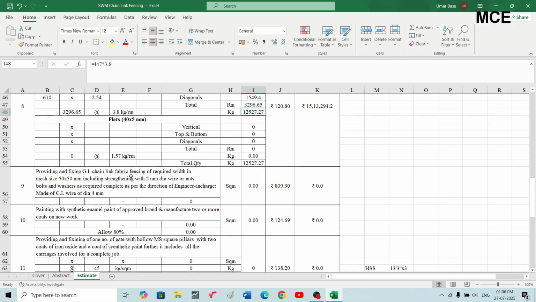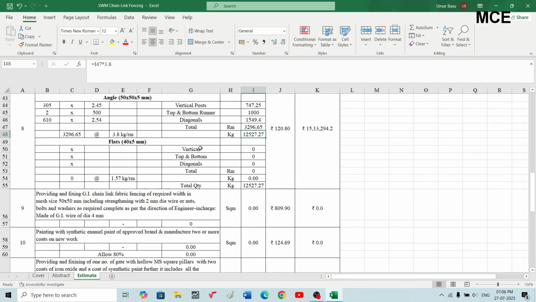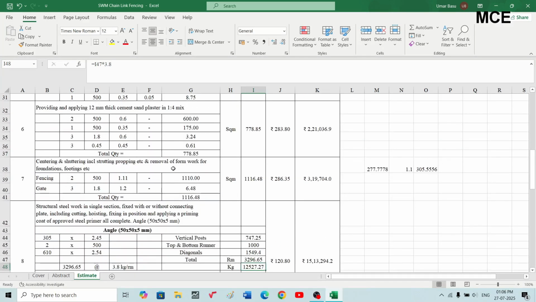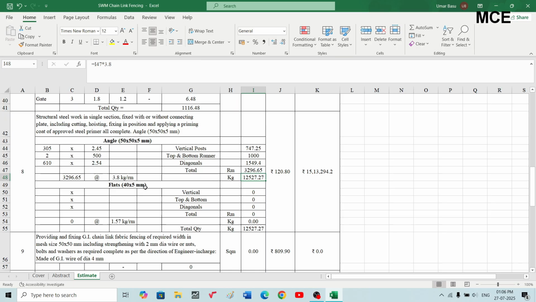After that we have to fix the flats also. Flats will be again for the vertical. Flats are attached to this vertical post in order to fix the chain link fencing through the nut and bolt. So flats will also be in the same direction, that is along the 2 vertical posts, top and bottom runner. Let us take the size of the flats as 40 into 5 mm. So again for vertical post we will require the same number of flats, that is 305, and length for this will be required only 6 feet.